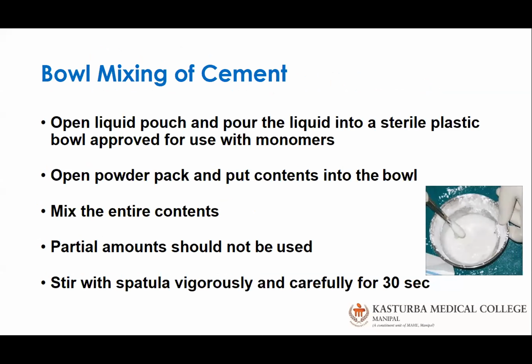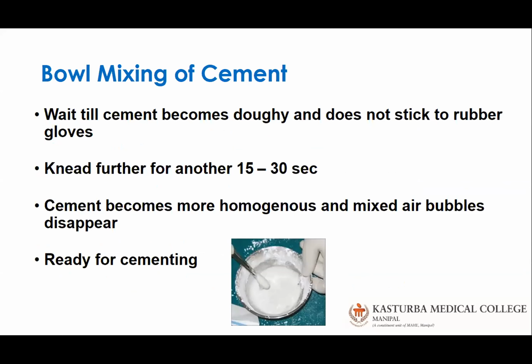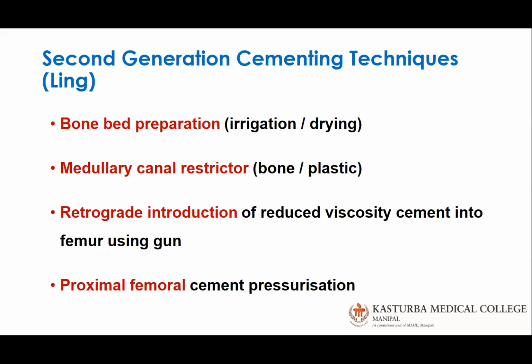Open the liquid pouch first, put it in a bowl, and that is the monomer. Open the powder pack, put the polymer into it, and mix the entire content. No partial amounts should be used because they are meant for each other and are in the same pack. Stir with the spatula vigorously for 30 seconds. Wait till the cement does not stick to your rubber glove. Knead further for another 15 to 30 seconds. Now it becomes more homogeneous when you do that, and the air bubbles will escape. And now it is ready for cementing.